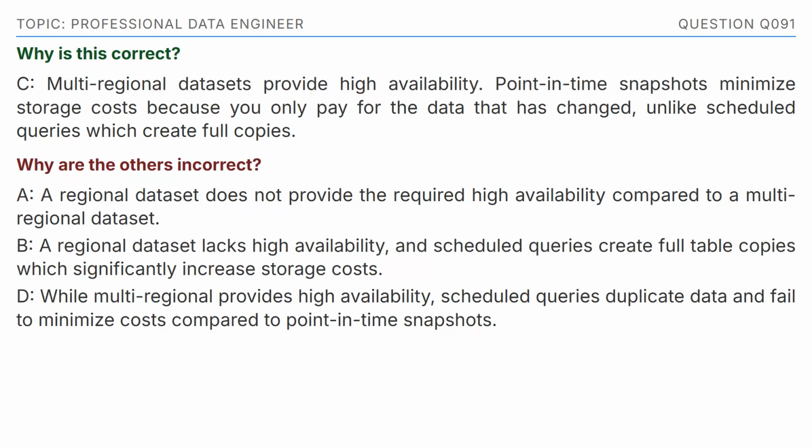Why is this correct? C. Multi-regional datasets provide high availability. Point-in-time snapshots minimize storage costs because you only pay for the data that is changed, unlike scheduled queries which create full copies. Why are the others incorrect?